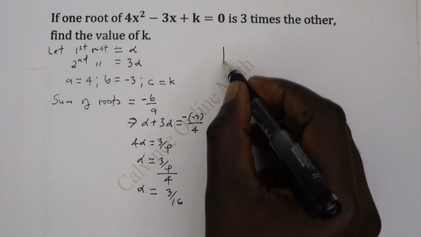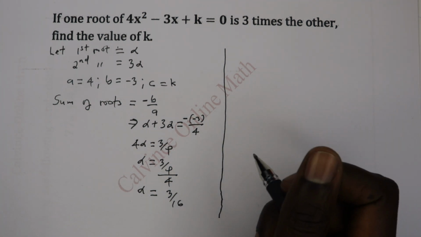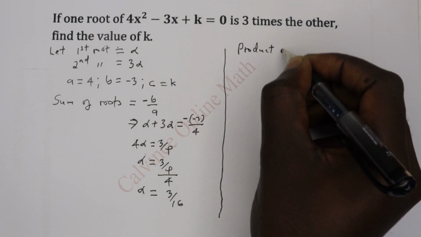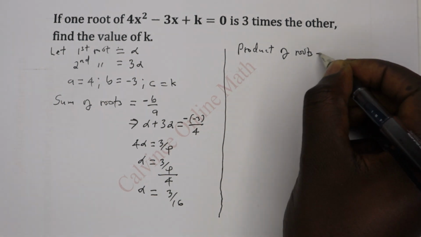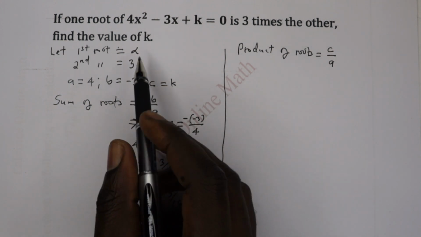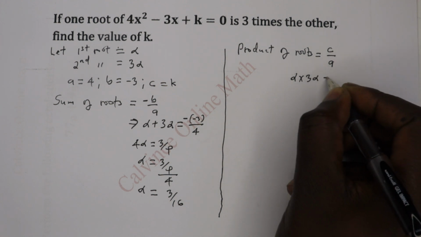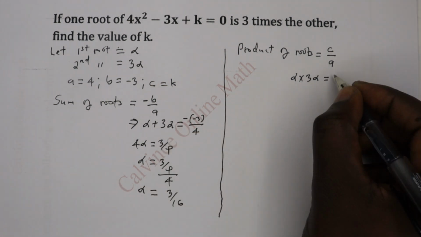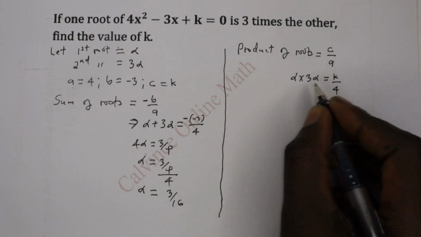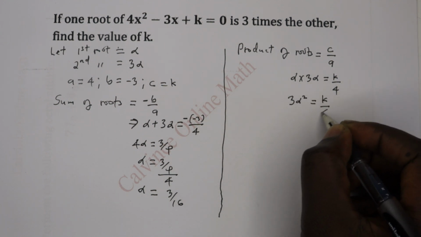If that is the case, we can also try to obtain the product of roots. Normally, the product of roots is obtained by taking c over a. So we can get the product of the roots. We have alpha and 3 alpha. So alpha times 3 alpha should be c over a, and c is k over a, and a we found to be 4. So this means that 3 alpha squared is equal to k over 4.